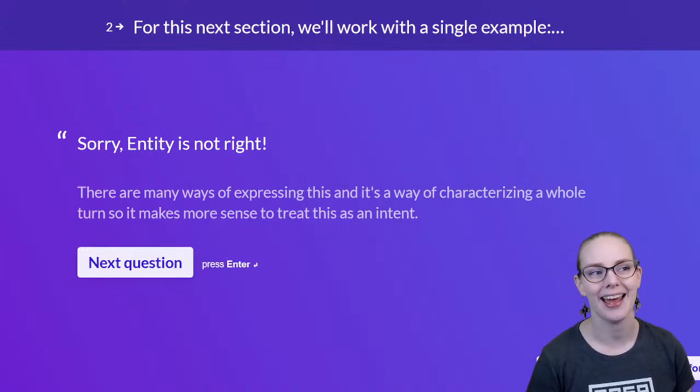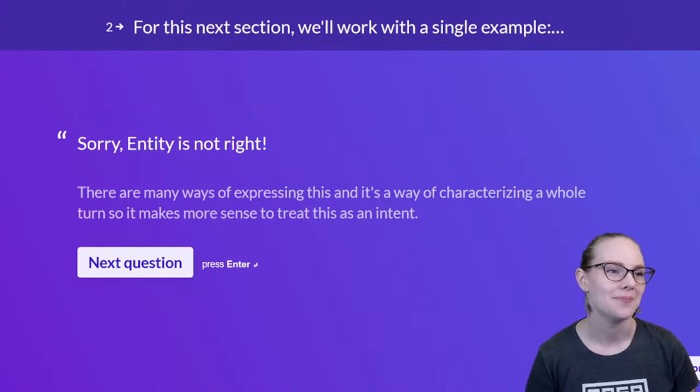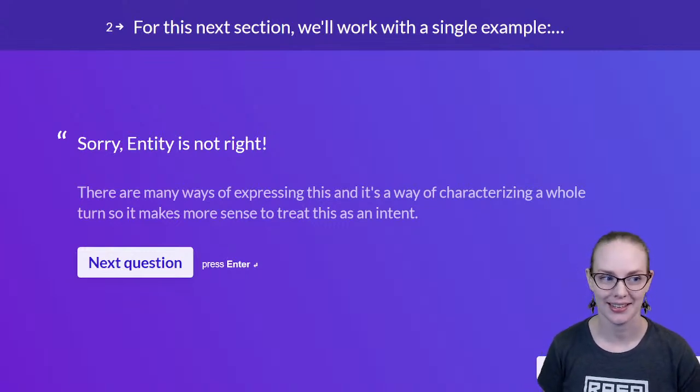A couple folks saying entity. All right. Yeah, I see how you could get there.